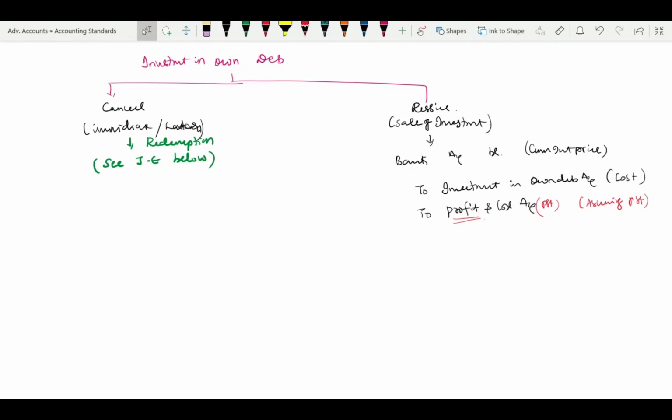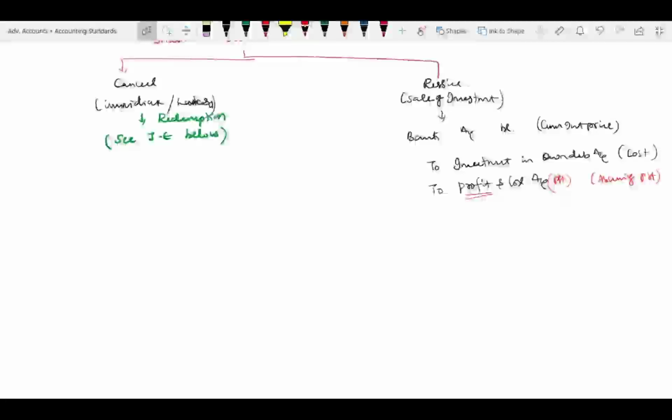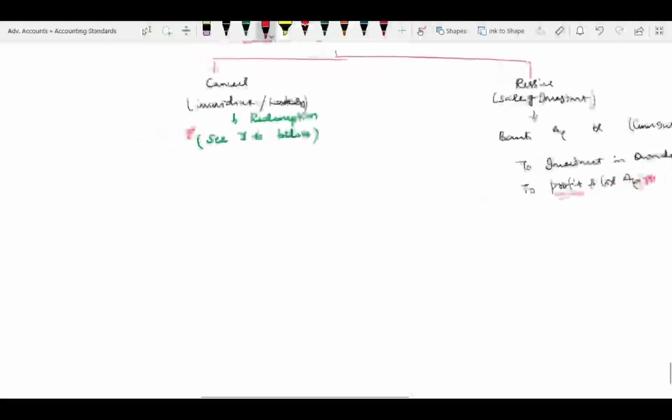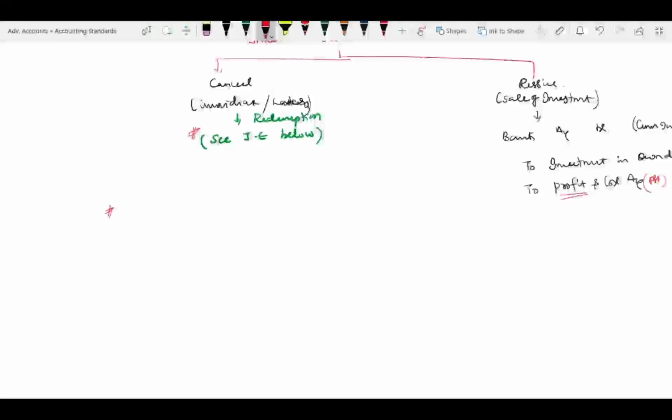Therefore, the normal entry is: bank account debit for the sale price, total price, to investment in own debentures to the extent of cost of investment. Profit or loss will be credited or debited accordingly to the P&L account. This is the normal entry. Now, let us go for the journal entries for redemption.